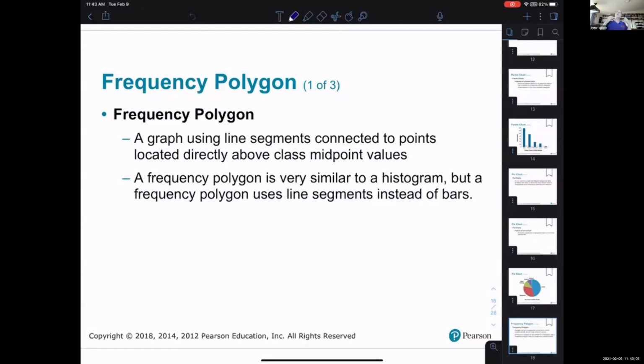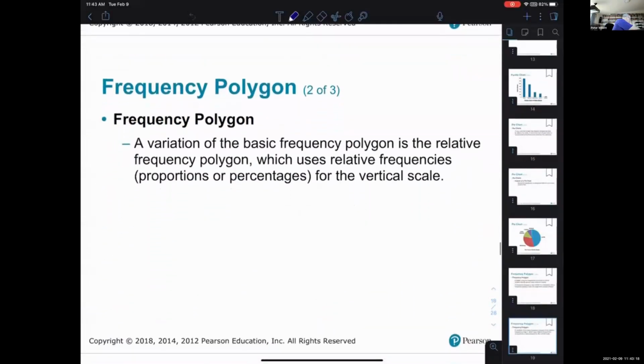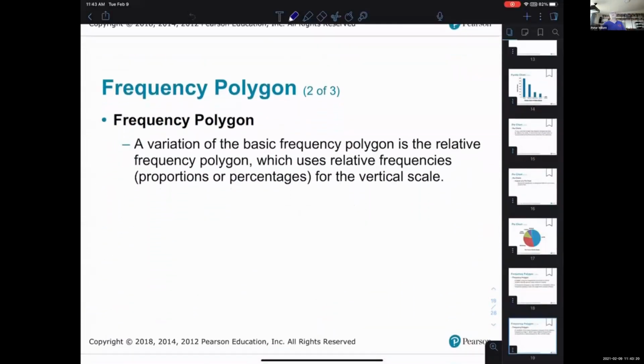So if you can draw or lean on your understanding of a histogram, then a frequency polygon will probably make sense pretty quickly. Otherwise, it'll just seem like a more complicated version. So what is the value of that? A variation of the basic frequency polygon is the relative frequency polygon, which uses relative frequencies. That's not giving us a benefit. It's just saying there's a variation. Proportions or percentages for the vertical scale.